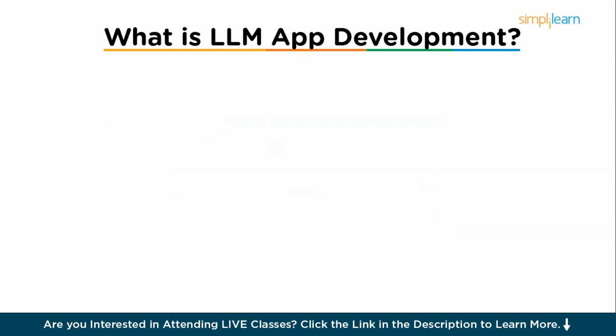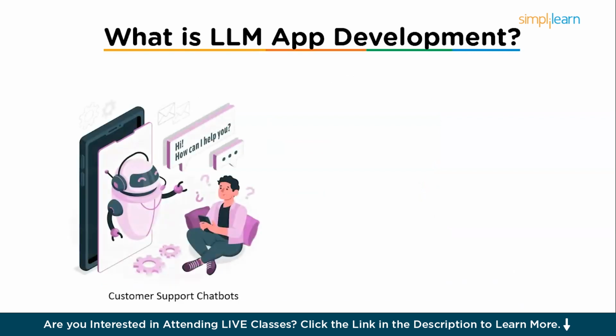First we have customer support chatbots. Imagine you are visiting an e-commerce site and have a question about your order. Instead of waiting for an agent, you instantly get a response from an automated chatbot. It's able to answer questions, solve problems, and even guide you through the buying process. That's an example of an LLM app in action.